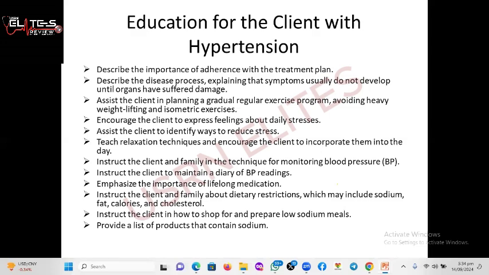Then the last thing we talk about on this before we go through some questions is client education with hypertension. We know that when it comes to hypertension, adherence to the treatment plan is one of the very big problems with clients. They tend not to adhere to the treatment regimen. So you need to educate clients on the importance of adhering to the treatment plan. Then you describe the disease. I mean, everything we know when it comes to NCLEX and patient education. We know all those things.